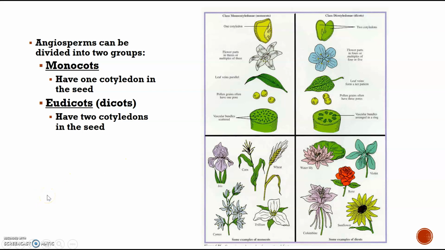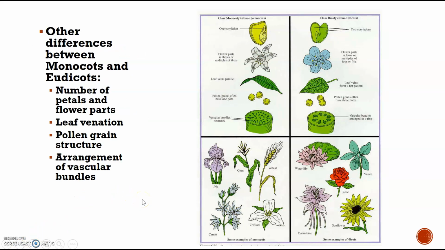Angiosperms can be further divided up into two groups, monocots and eudicots. It used to be referred to as dicots. The monocots have one cotyledon, hence the name. Cotyledon is basically a storage area in the seed of the plant. And the eudicots, or formerly known as dicots, the di part means two. That means there are two cotyledons there. There's a number of other differences between them.